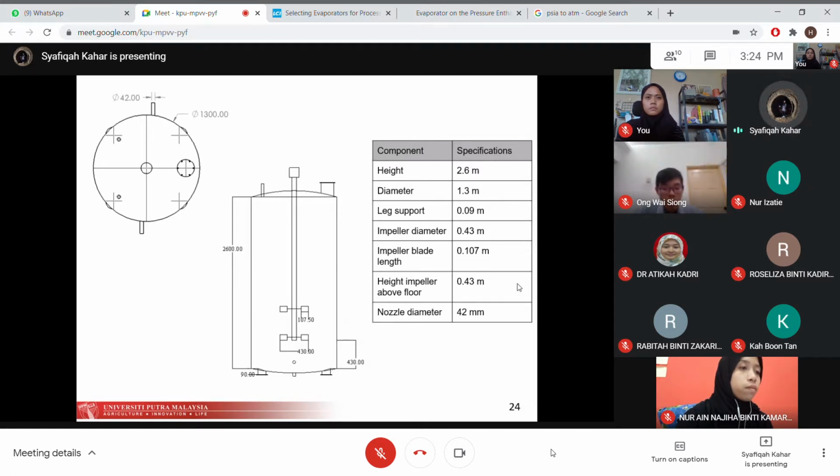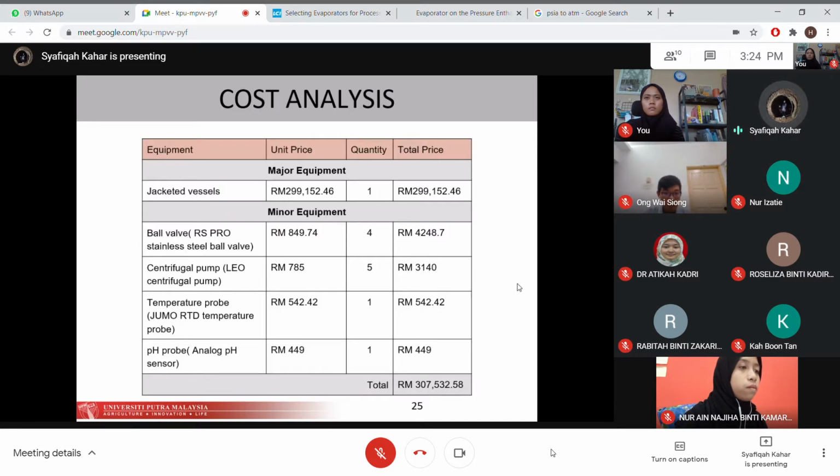The support used is the leg support, which is 0.09 meter. Then the impeller diameter is about 0.43, and the blade for the impeller has length 0.107. The height of the impeller above the floor is about 0.43. And finally, the nozzle diameter, which is used for the discharge and for the inlet and outlet of the feed, is about 42 millimeter. Okay, next is the cost analysis.